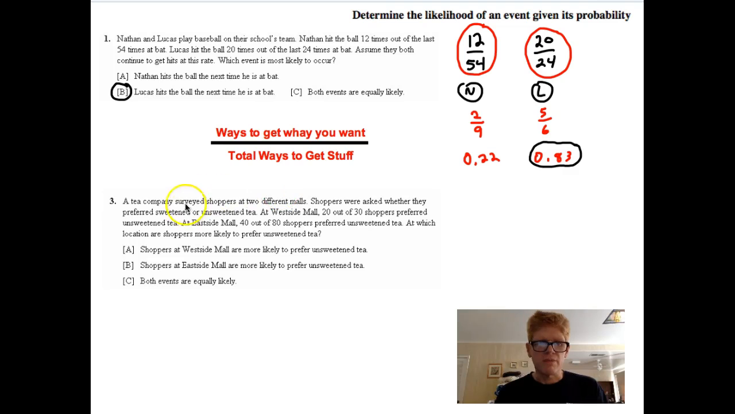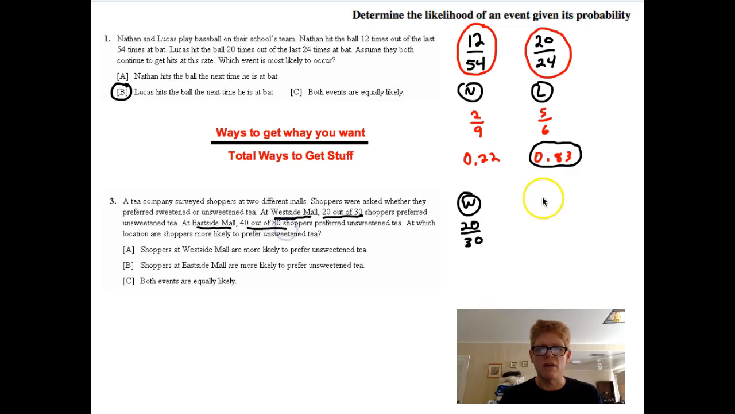Now let's try it with the second problem. A tea company is surveying shoppers at different malls. They were asked whether they preferred sweetened or unsweetened tea. At West Side Mall, 20 out of 30 shoppers preferred unsweetened tea. At East Side Mall, 40 out of 80 shoppers. Now, at which location are the shoppers more likely to prefer unsweetened tea?